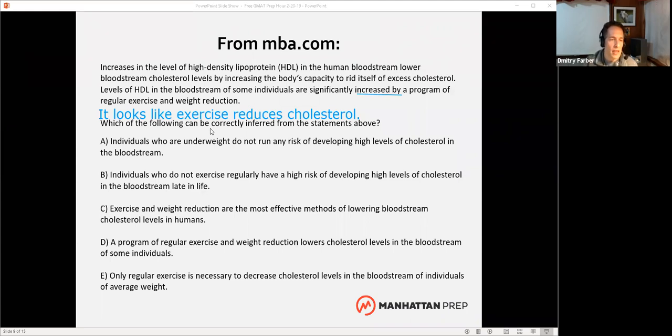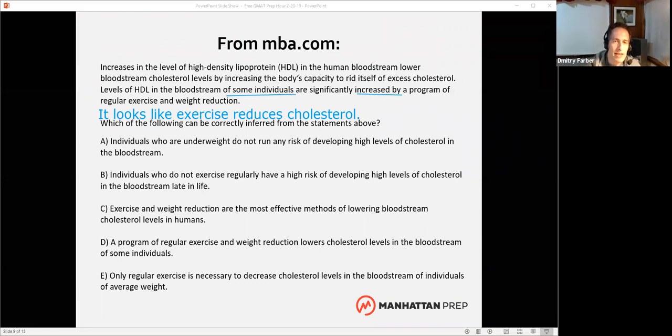Okay. A lot of you are saying D. And notice they're very cautious. They say regular exercise. There's that word regular again. They add the weight reduction, and they say lowers cholesterol levels of some individuals. Because if you look at the original statement, it didn't say for everybody. We were much more broad in our prediction. It said of some individuals. So they're being very careful and lining it up exactly, and they're not promising more than they can deliver, right?